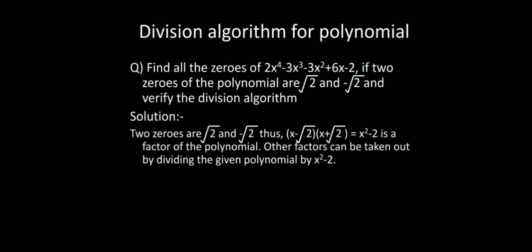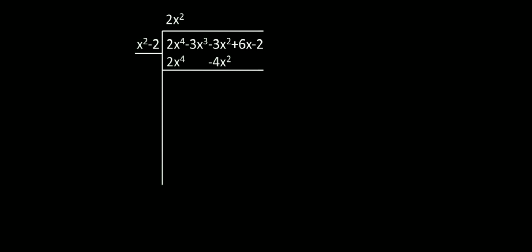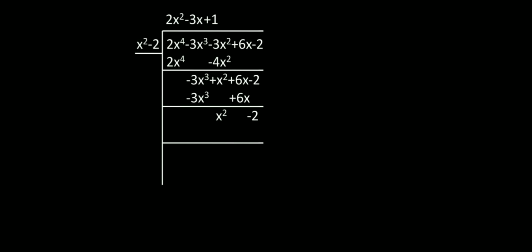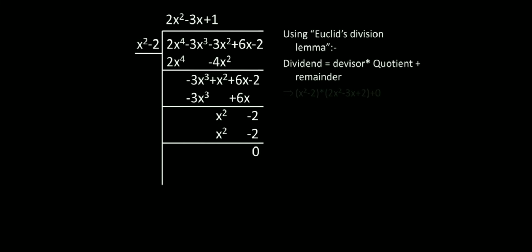So we are doing the same thing. With x square, we need to get the 2x power 4. So we multiply x square by 2x square and get 2x power 4. Then the minus 2 is also multiplied by 2x square and we get minus 4x square. Solving it, because the signs here will change, minus will be plus and plus will be minus, 2x power 4 minus 2x power 4 will give you 0, minus 3x square plus 4x square will give you x square. We got this, and bring the leftovers down. We get minus 3x cube plus x square plus 6x minus 2.